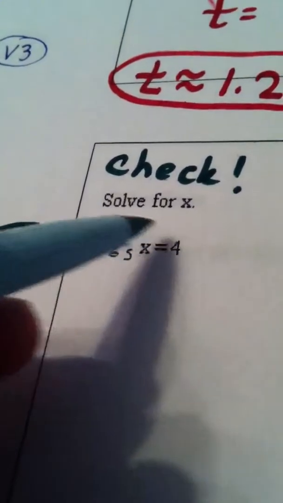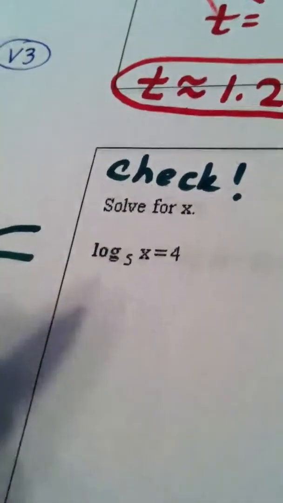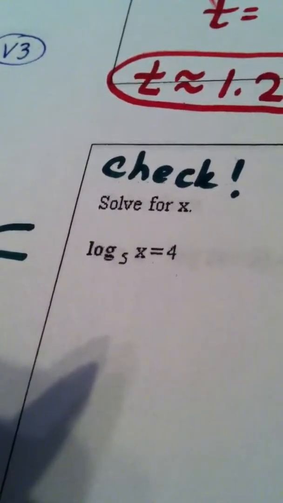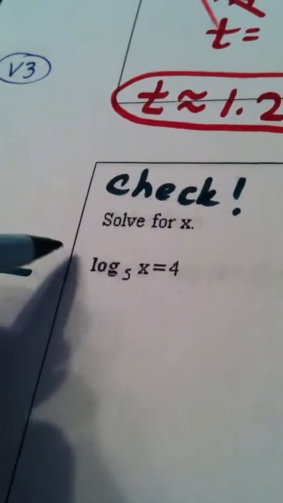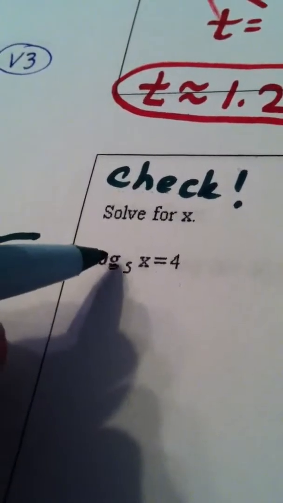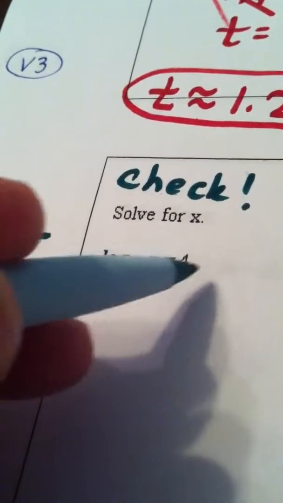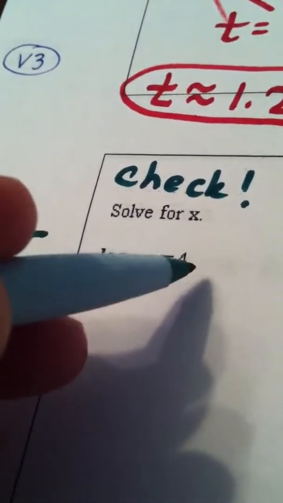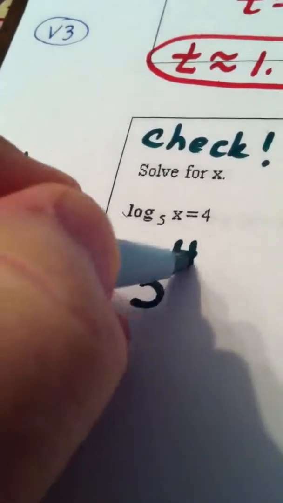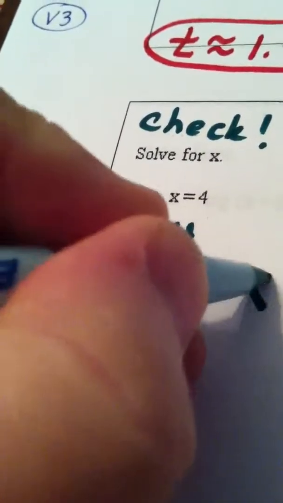Okay, but basically right now this is in log form, and I think what we should do is convert it to exponential form. It's a good way to do these problems. So we have log base 5 of x is 4. Remember that 4 is the answer, and the answer to a log function is an exponent of the base. So 5 to the 4th power equals x.